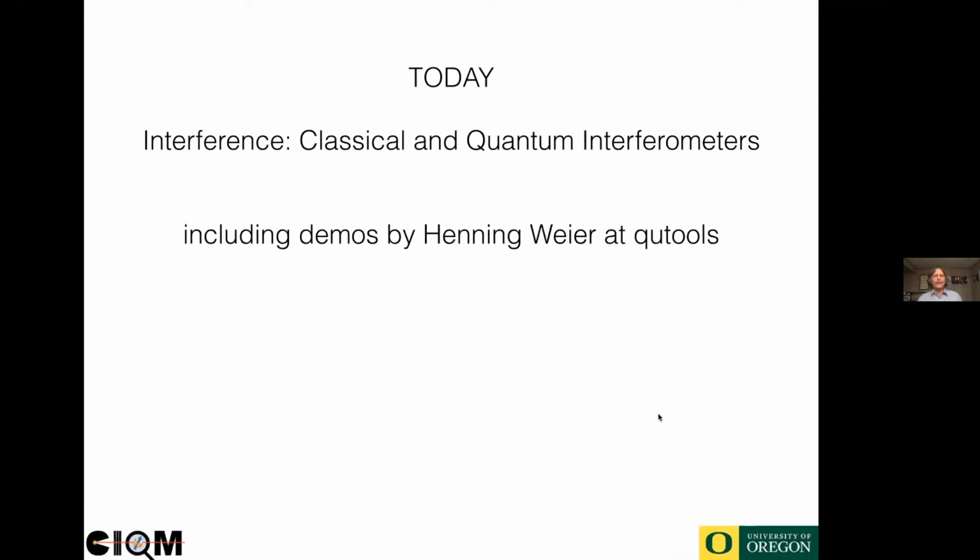Today we're going to continue discussing interference, both classical and quantum interference, and we'll be demonstrating those using interferometers. In the first part of the session, I will be discussing the theory behind interferometers, and then we'll hand it over to Henning Weier at qutools, who will do some very nice experiments with quantum interferometers.